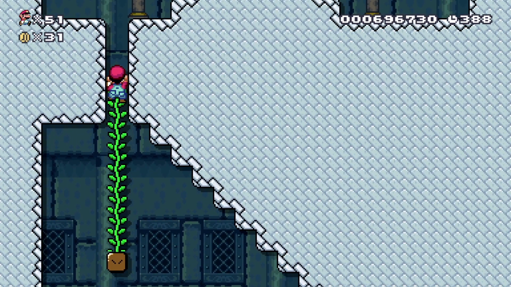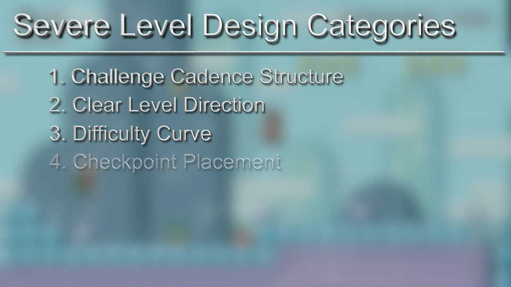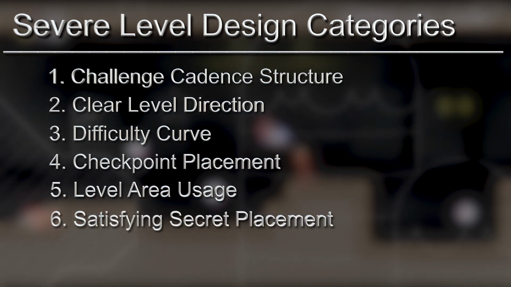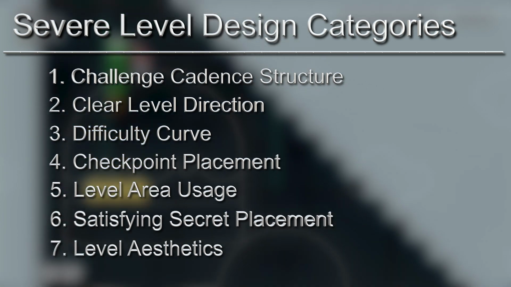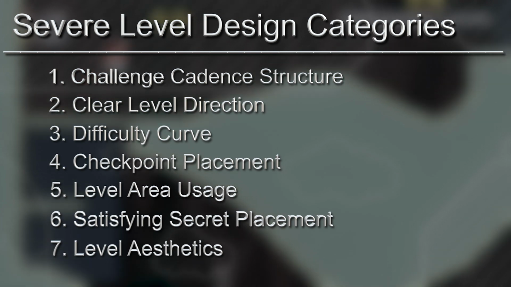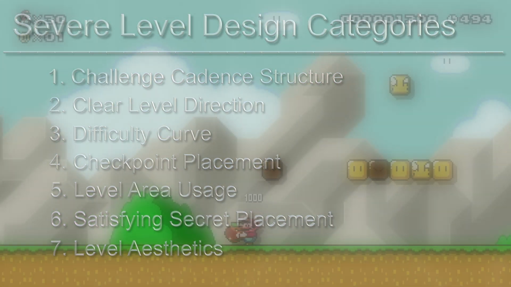My level design philosophy, which I will henceforth call Severe Level Design, is divided into 7 categories. Challenge cadence structure, clear level direction, difficulty curve, checkpoint placement, level area usage, satisfying secret placement, and finally, level aesthetics. These categories can apply to just about any type of game, but we will use Super Mario Maker 2 to demonstrate examples of each category.